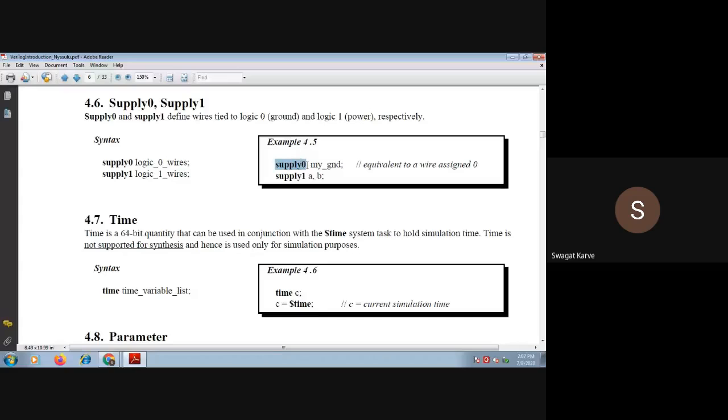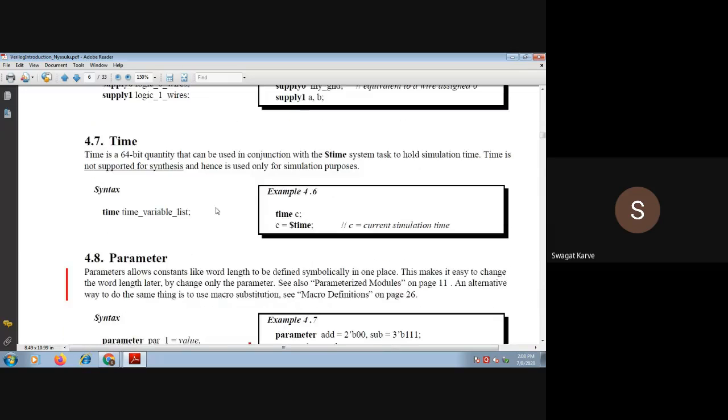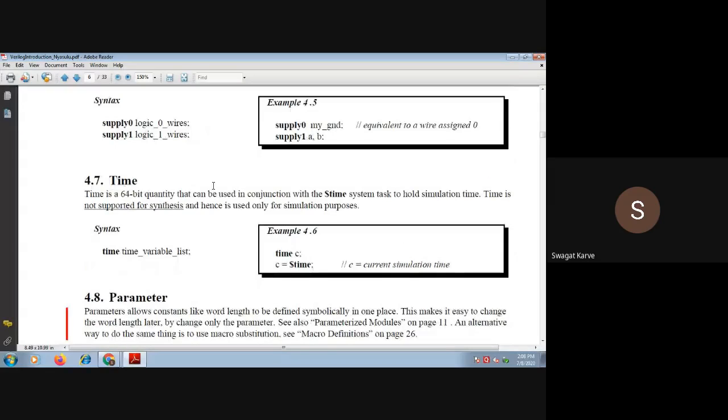Here supply 0 means this is the ground pin and supply 1 means these are the power pins. So in that way you can use this supply 0 and supply 1. So its syntax is here: supply 0, then logic_0 wire, supply 1, then logic_1 wire. So you can mention the variables also. That means this A and B are connected to logic 1. So this is about supply 0 and supply 1.